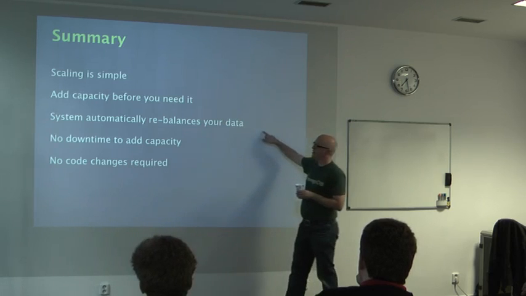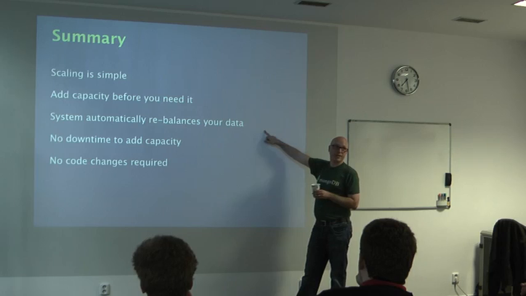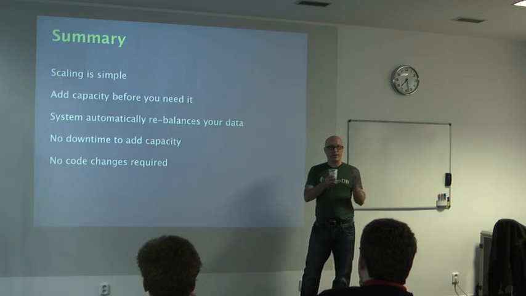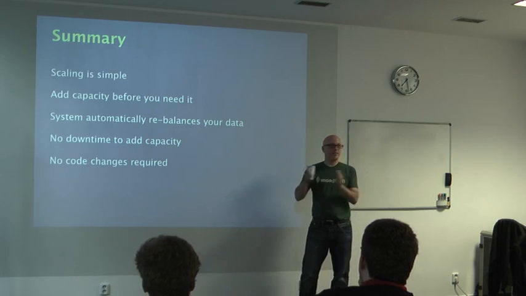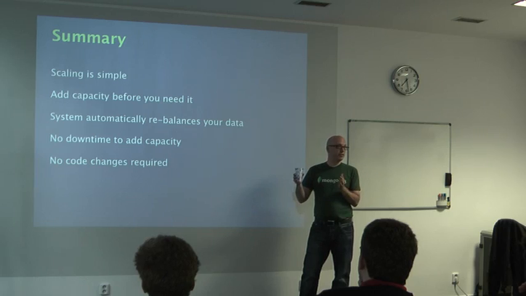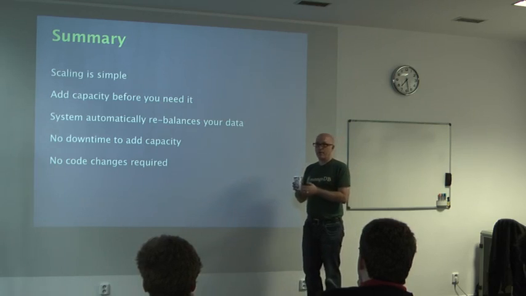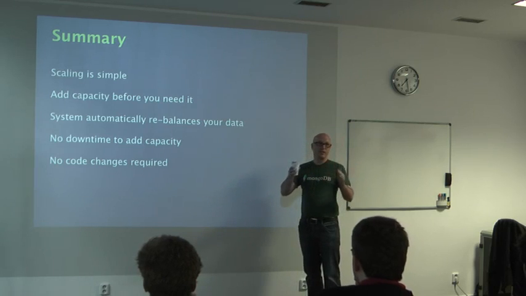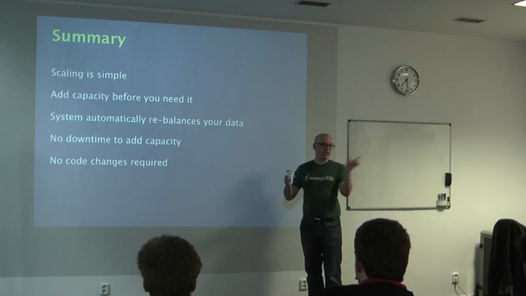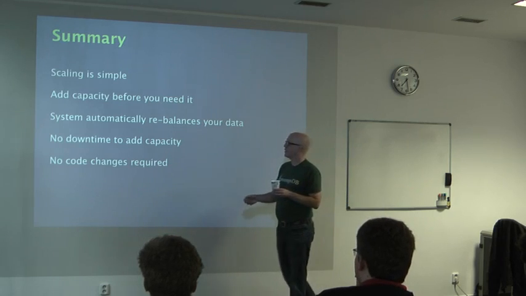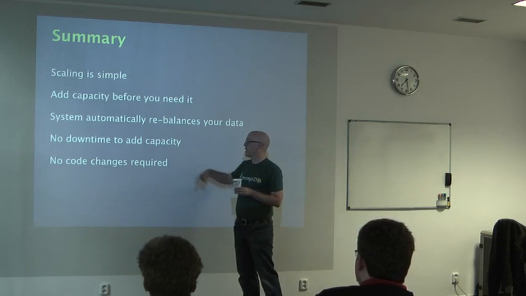As we talked about, the system will automatically rebalance your data. Okay, so that means if you have an uneven distribution of keys, like the letter A is more popular than the letter W, then the system is automatically going to divide those key ranges into smaller chunks and then relocate that through the cluster. You don't need any downtime and capacity, and most importantly, you don't need to change any code.